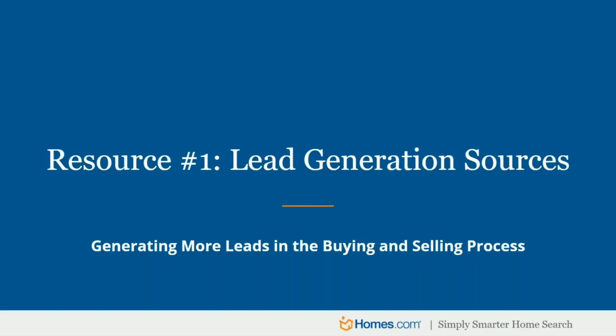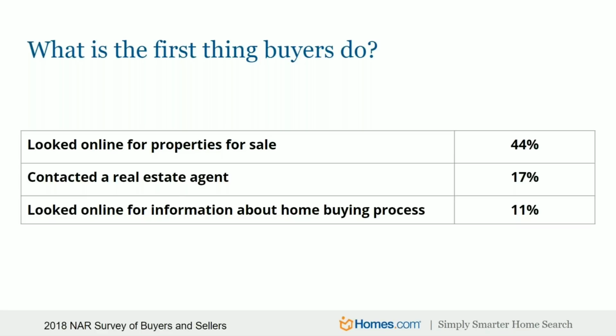And this is really about generating more leads in the buying and selling process. Now, to do this, we need to first understand buyer behavior. It's really important, because if we can understand buyer behavior, we can go to where the buyers are going and be the first person they see. Because remember that 68% number: 68% of buyers will work with the first person they talk to. The key is, I need to know where they're going so I can be in front of them. So what's the first thing buyers do?